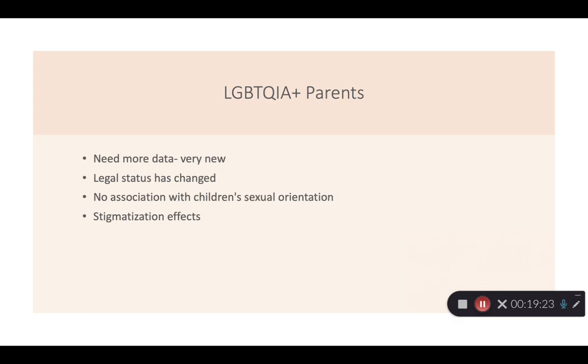But again, no association with children's sexual orientation, but we have to consider the stigmatization effects because children of same-sex couples, for example, will experience some form of stigmatization effects because stigmatization effects exist in our society because negative prejudice and discrimination exists. So the only way to really help those children is the end of negative bias.